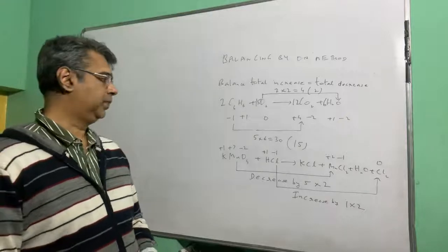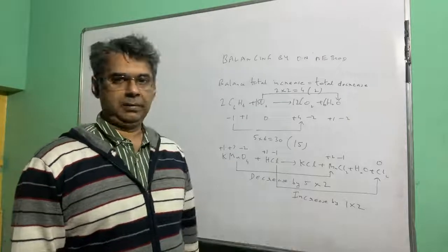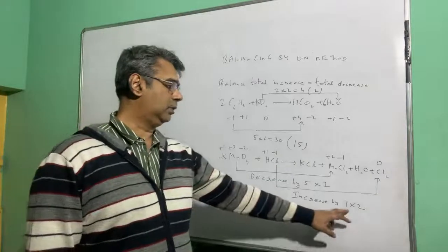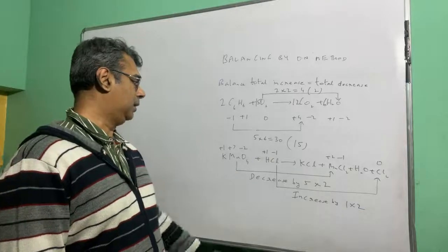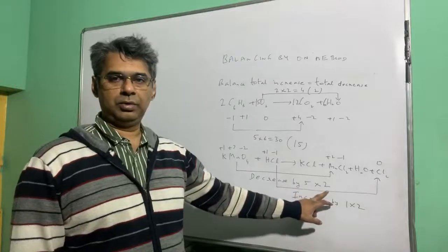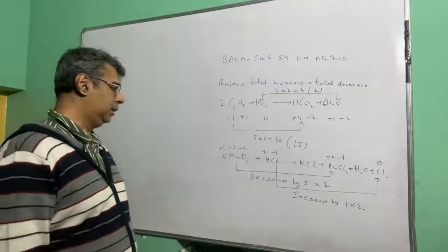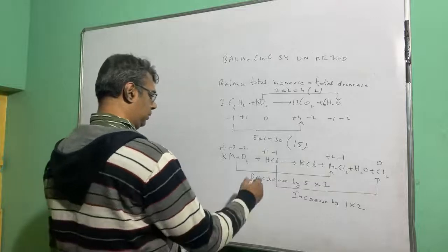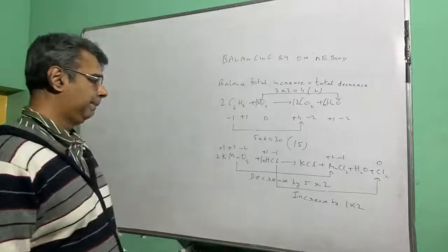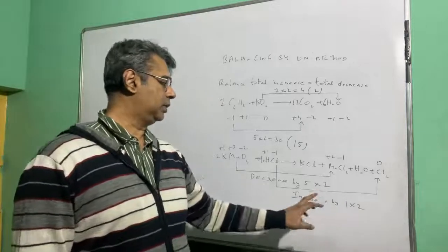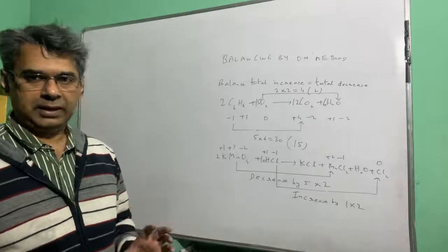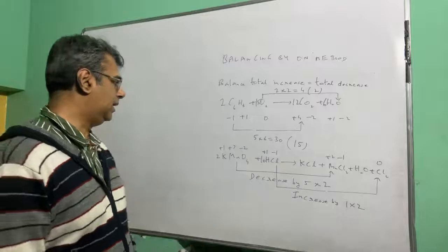Okay, I'll just repeat again. Manganese is decreasing by 5. Chlorine is increasing by 1, but there are 2 chlorines. So you'll have to multiply 1 into 2. And manganese is decreasing by 5. So if you do this 1 into 2, then manganese also you'll have to do 5 into 2. After that, you will have to put a 10 here and a 2 here, right? Because 1 into 2 is 2, 5 into 2 is 10. So you have to put a 2 here and a 10 here, because total increase and total decrease has to be balanced, correct? Now let us go to the right hand side.